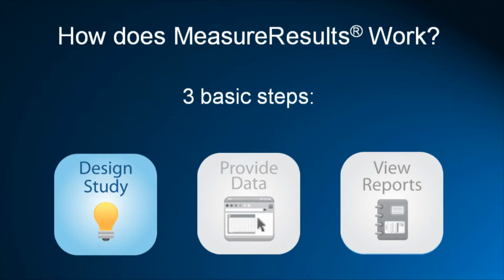MeasureResults is delivered securely and conveniently through the web. Users can easily carry out research studies in 3 basic steps. First, users log into the system and design their study by answering a series of questions regarding the nature of the program that they want to evaluate. Users are then asked to provide the data needed to run the appropriate analyses. In a few days, users are able to view the results of their study in a confidential, easy-to-understand 2 to 3 page report. Now let's head over to the actual program.